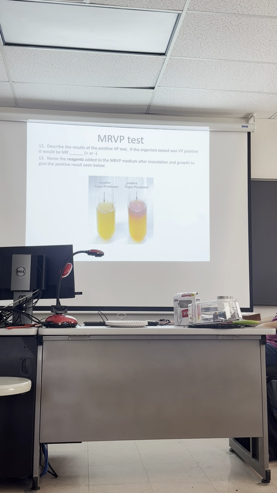This is the VP portion. Describe the results of the VP test. So for instance, if the organism tested VP positive, it would be MR positive or MR negative? Negative, right? Because the VP end products it's being tested for are neutral, but the MR tests for acid end products. So therefore, if it's VP positive, it has to be MR negative.